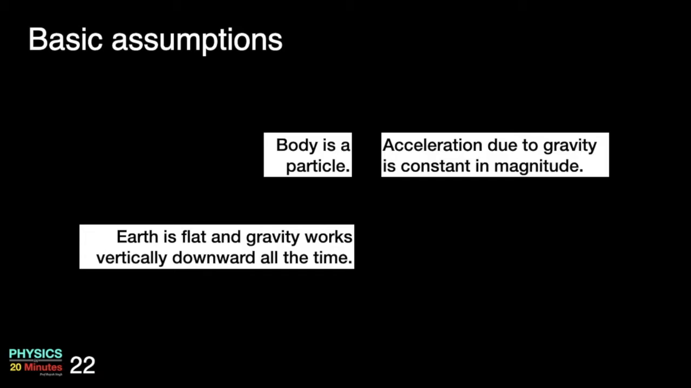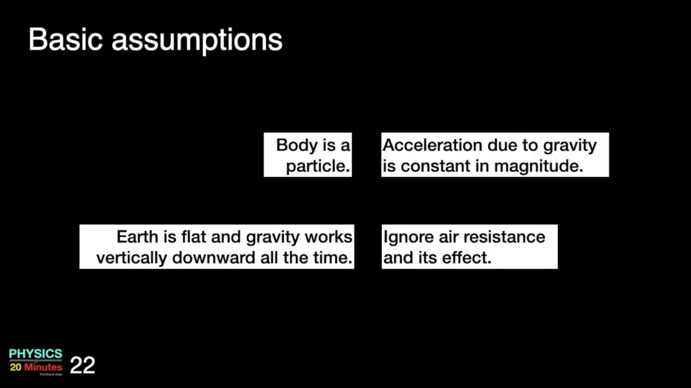The third assumption is Earth is flat and gravity works vertically downward all the time. Now this is another important assumption. We know that Earth is not flat. Earth is spherical in shape, but for all practical purposes, as far as our view goes, more or less the Earth looks flat. Remember, if the Earth is not flat, then the gravity will work radially inward towards the center of Earth, which is out of the scope of this topic as of now. We are looking at small scale projectile motion, and therefore we can safely assume that the Earth is flat and the gravity works vertically all the time.